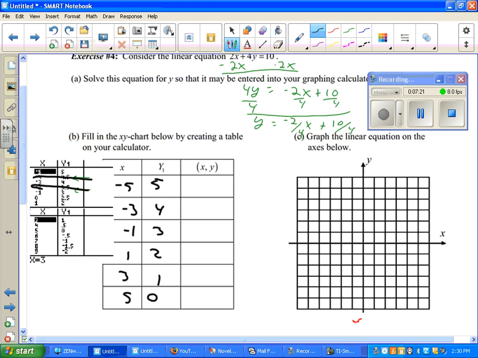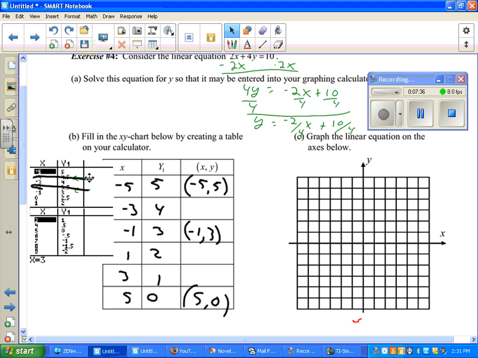Now, we all know that it takes 2 points to determine a line, to make a line. It takes 3 points to check. So I'm just going to plot 3 of them. And it doesn't matter which 3 you take. Those are the 3 that I picked. Use your straight edge when you are drawing the line.